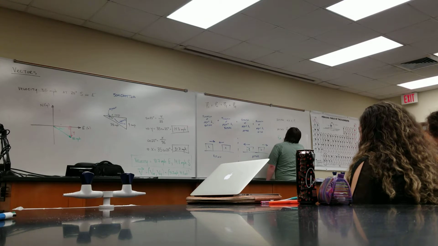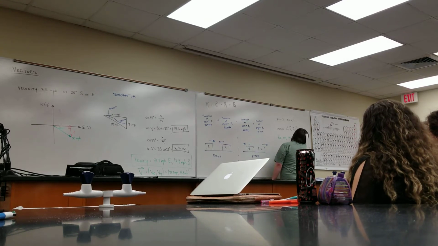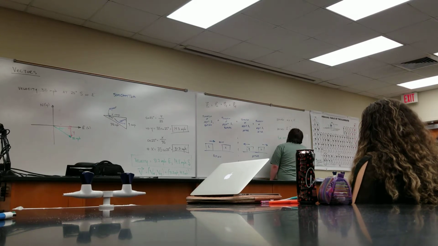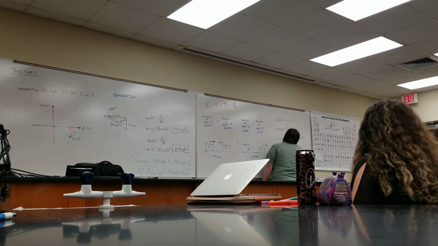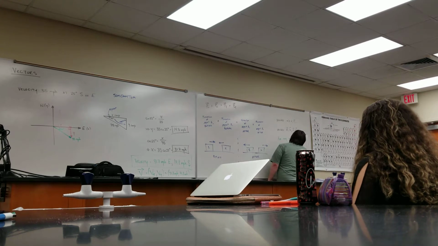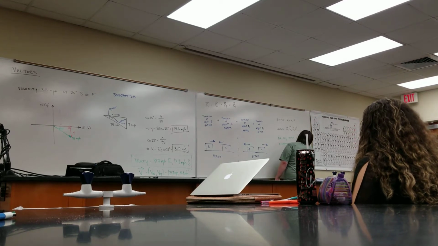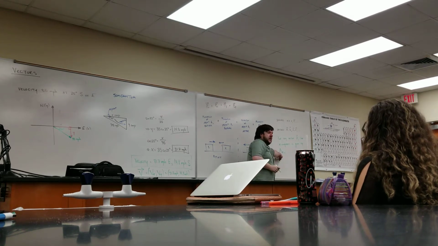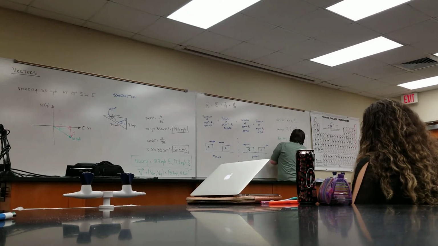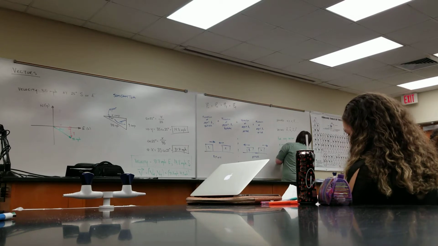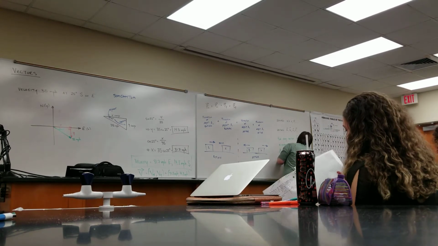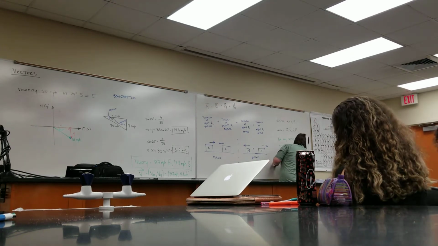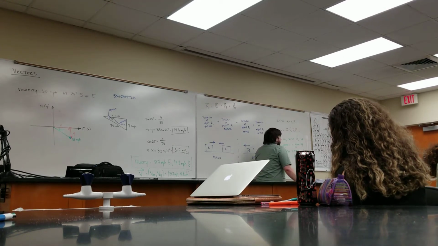For any vector A, the x component is given by A with the subscript x. The y component is given by A with the subscript y. And there's one more number.